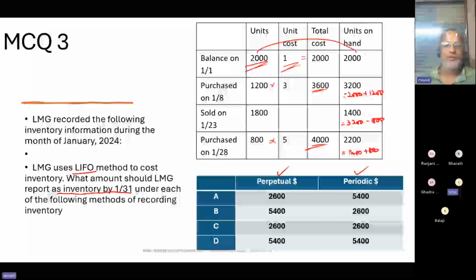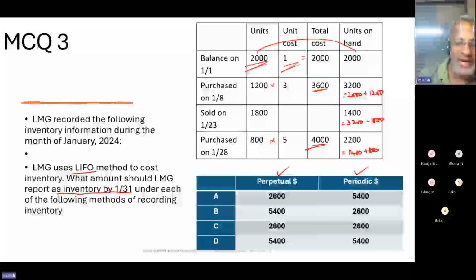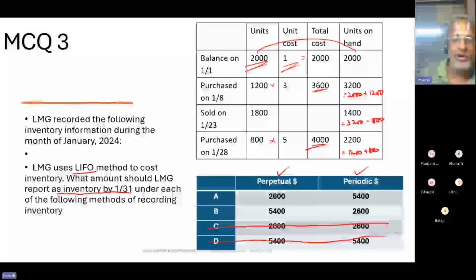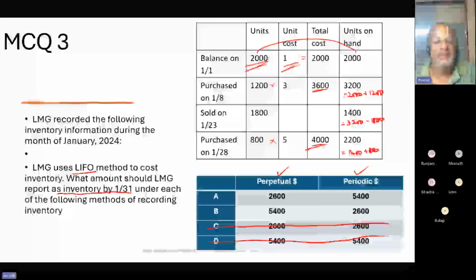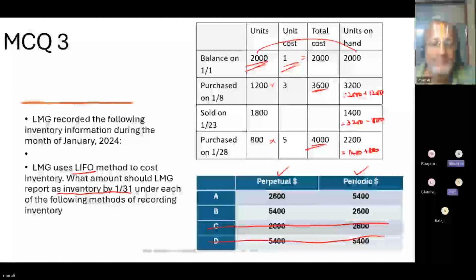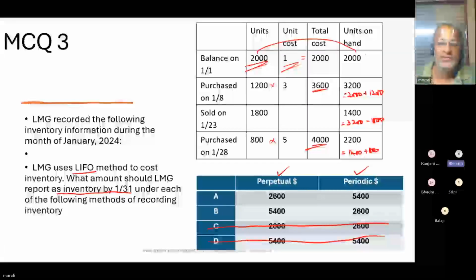Now we can toss the coin for A and B. Now you can tell. C and D will not participate at all. Why? Why will C and D not participate? They are the same.